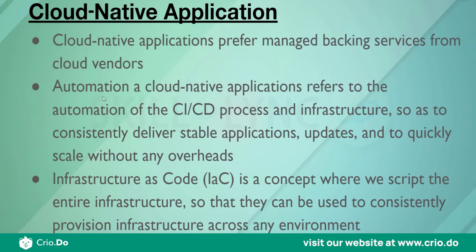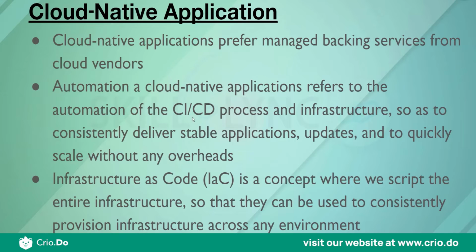The next part is automation. The next pillar of cloud native application is automation. Automation refers to the automation of the CI/CD process and infrastructure so that we consistently deliver stable applications and updates, and we can quickly scale without any overheads. As the name suggests, it means that we are just reducing manual activities or manual work.